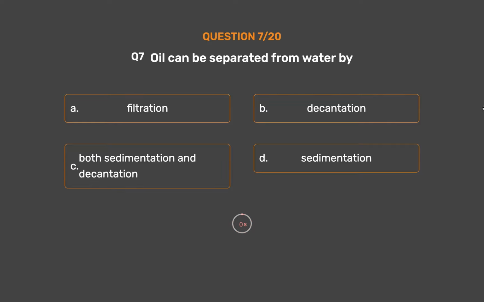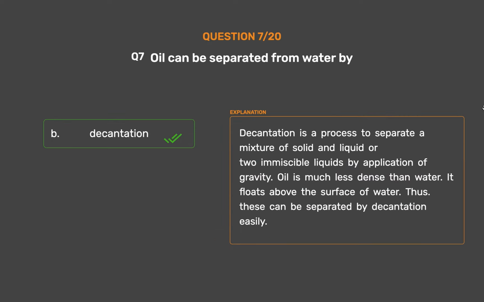The correct answer is Option B. Decantation. Decantation is a process to separate a mixture of solid and liquid or two immiscible liquids by application of gravity. Oil is much less dense than water. It floats above the surface of water. Thus, these can be separated by decantation easily.